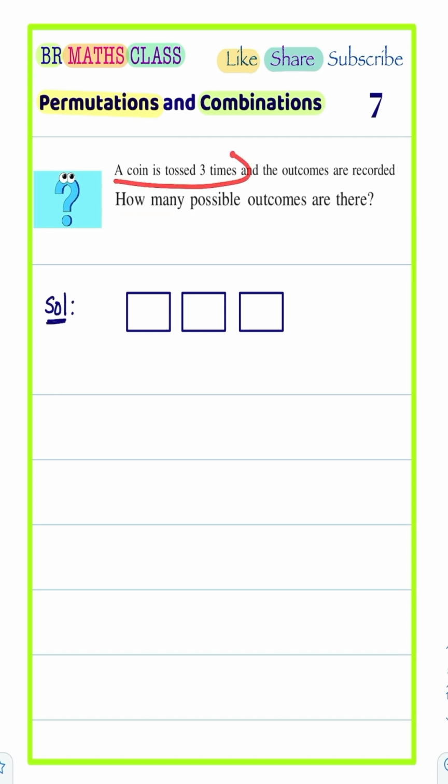See, a coin is tossed 3 times. That's why I considered 3 boxes here. Generally, coin means we know it contains head or tail. Okay, so each coin gives 2 results. If I toss a coin the first time, it gives 2 results. What are those 2 results? Head or tail. So this first box, that means when a coin is tossed the first time, it gives 2 results.